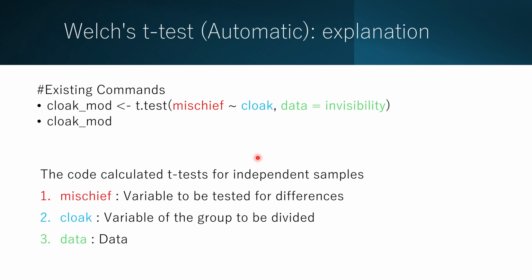Also, we can do this using the existing command. This is very simple: t.test, mischief tilde clock, comma, data equals invisibility. Mischief is the variable to be tested, clock is the variable of the group to be divided, and data equals the dataset. This is a command, and I think it is the same.